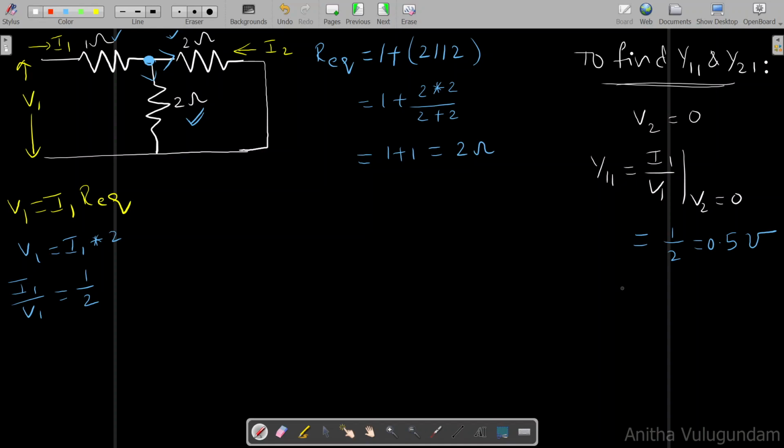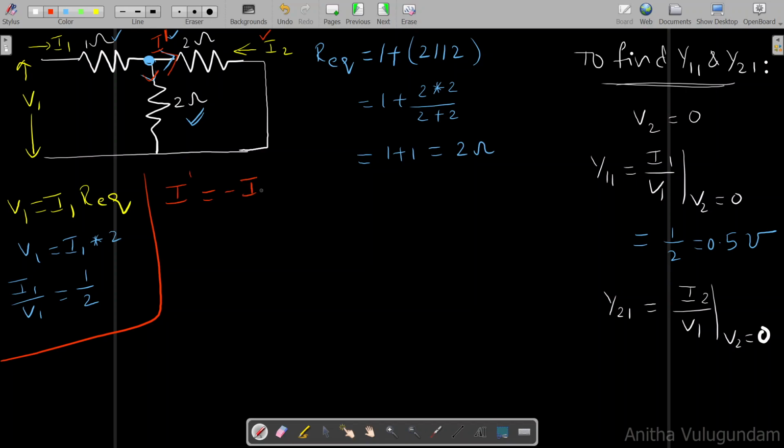Next, to find Y21. Y21 can be written as I2 by V1 when V2 equal to 0. So we should find the value of I2. You have to find how much current is flowing in this branch. Let me call this some I dash. When I1 current is getting divided in this branch and in this branch, I just call this I dash, which is equal to minus I2 because they are flowing in reverse direction.